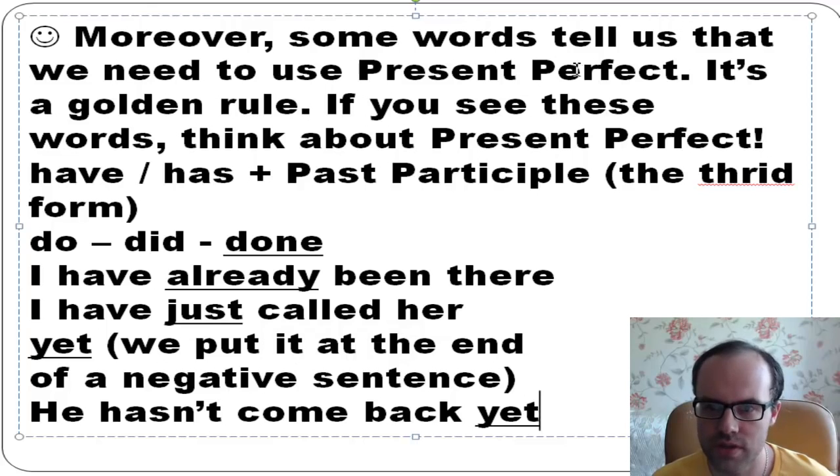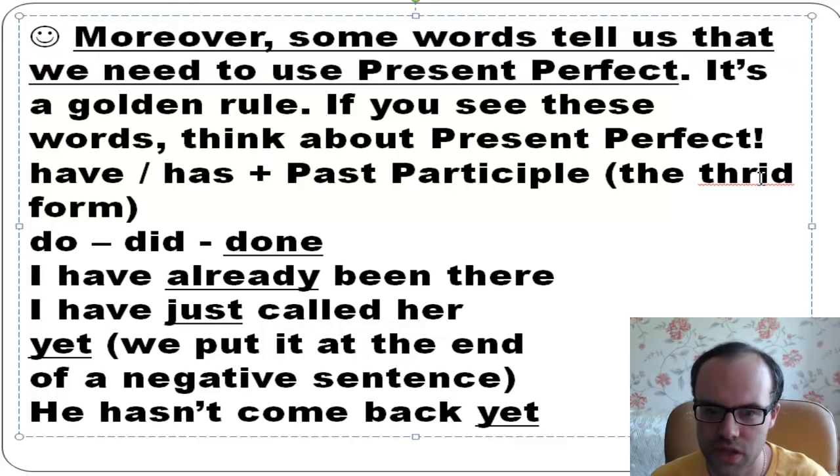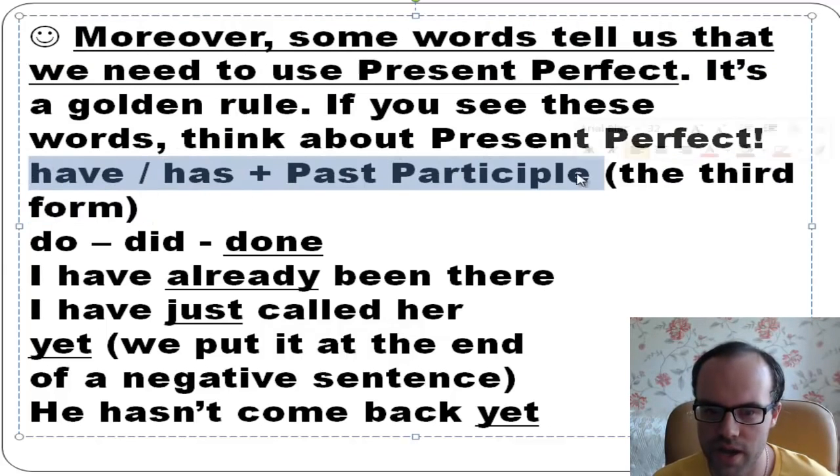So you see, what else? Yeah, moreover, some words tell us that we need to use present perfect, so it's very important. It's a golden rule. So, if you see these words, think about present perfect. So, we form it this way. Have, has plus past participle or the third form. So, you see, do, did, done. Yeah, so done is past participle. And some examples. I have already been there. I have just called here.